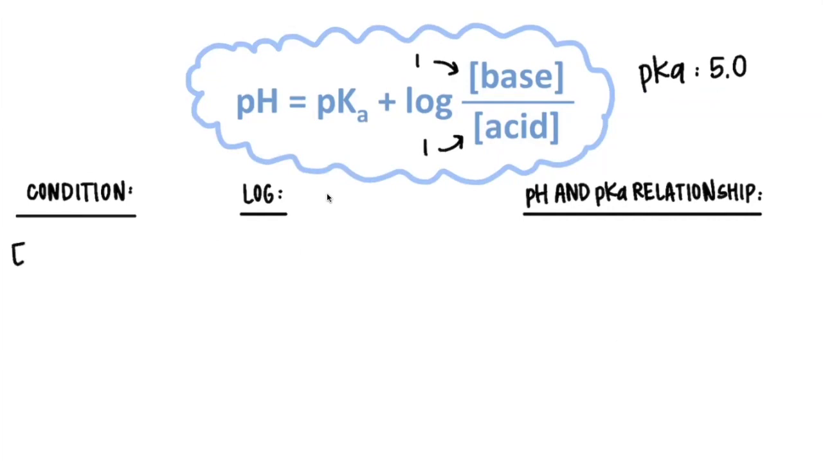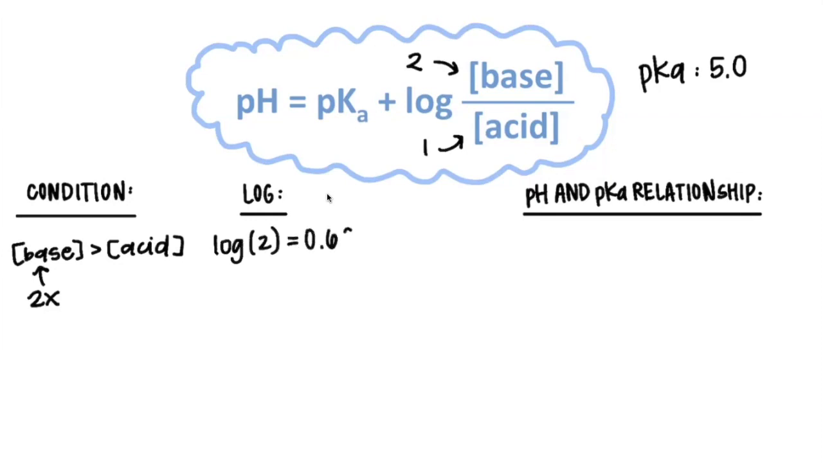So now let's look at another condition when you have more base than acid. To be specific, for this example, we'll say we have 2 times more base than acid. So this number 1 up here will turn into number 2, and now we can solve for log. So log of 2, I calculated to be 0.69, and now we're just going to plug and chug.